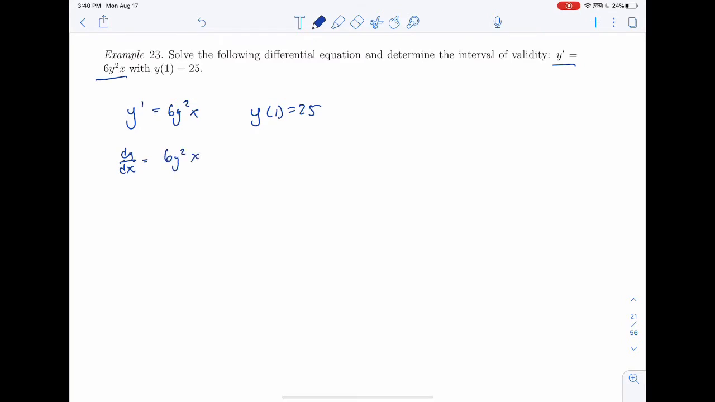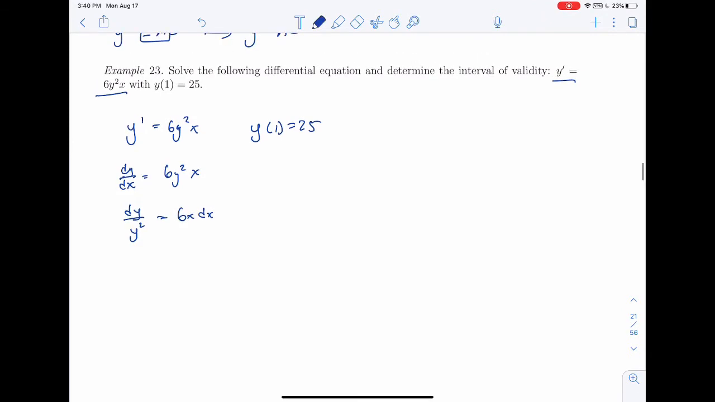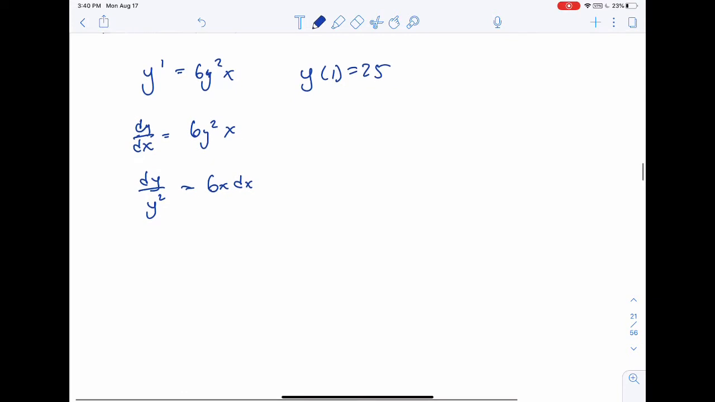6y squared x. So let's go with dy over y squared is equal to 6x dx. You can move the 6 wherever you want to, so long as all the y's are on one side and the x's on the other, the 6 can go either place. I tend to not give myself fractions if I can afford not to. Okay, so let's integrate both sides, and I get negative 1 over y equals 3x squared plus c.